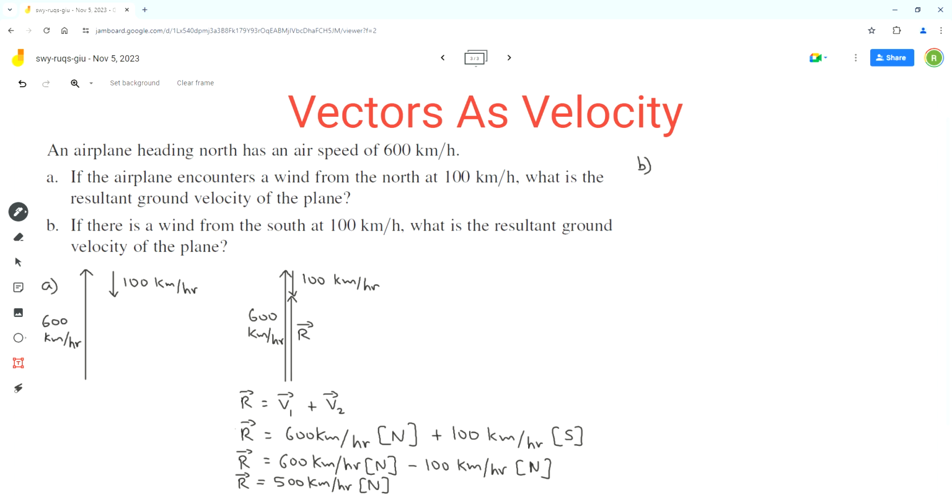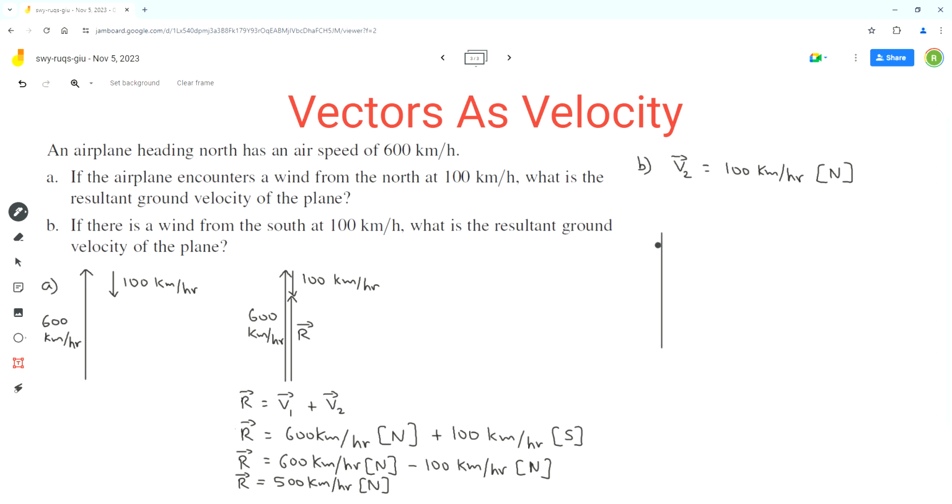If there is a wind from the south at 100 kilometers per hour, what is the resultant ground velocity of the plane? So in this case, the wind is blowing from the south. So the velocity vector for the wind will be, the direction of the wind is north. So now we can draw the vectors for the velocity of the airplane and wind.